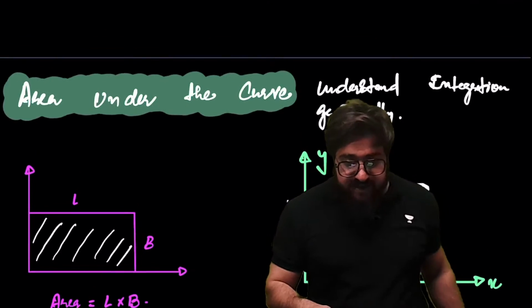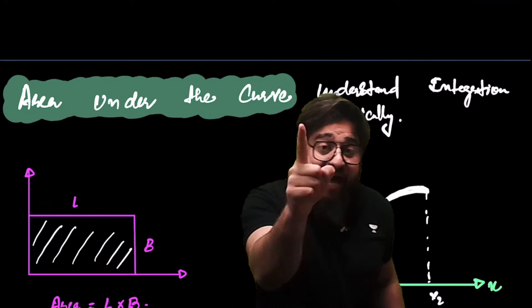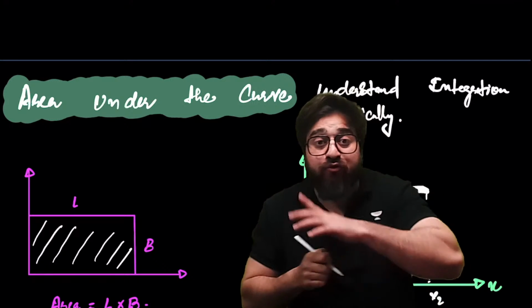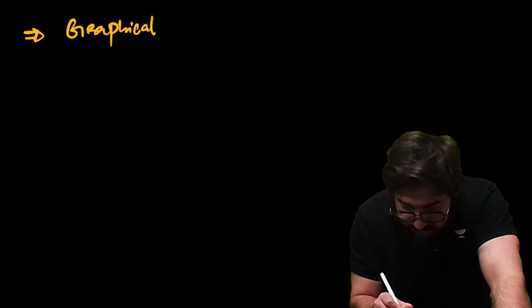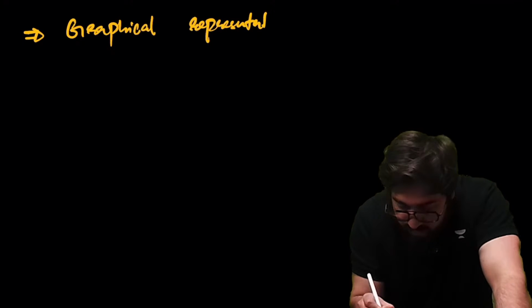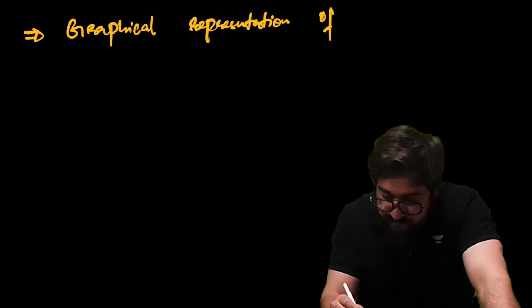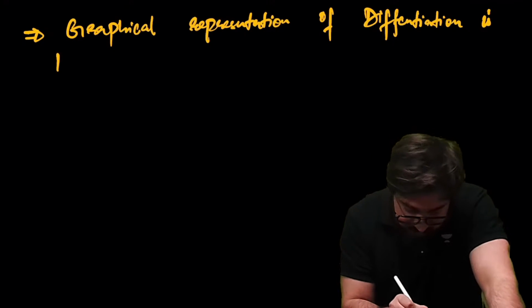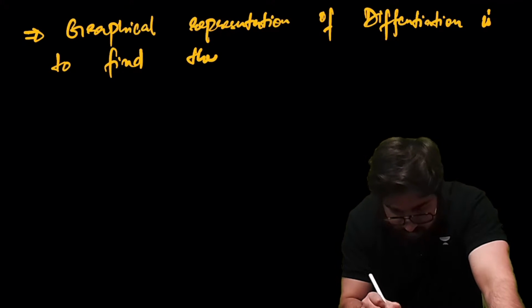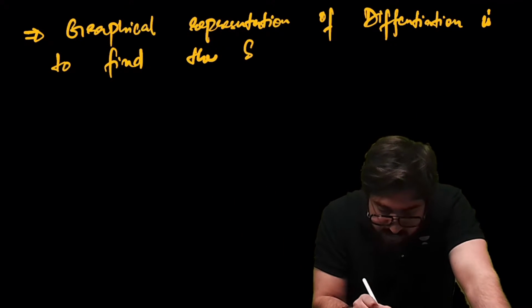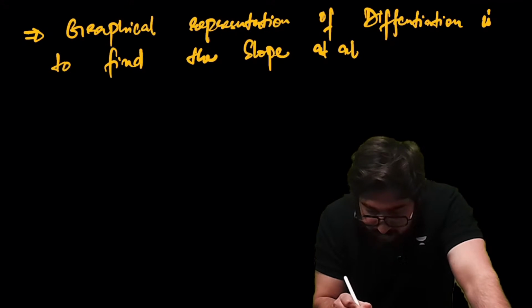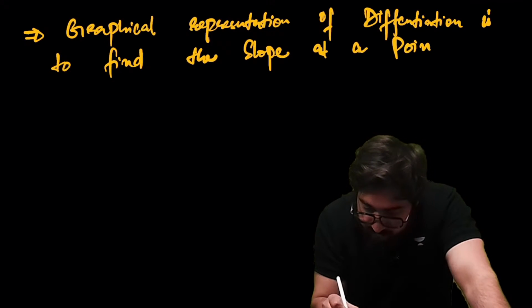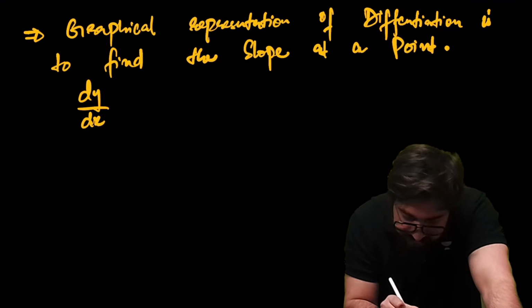Is this clear? And what is the graphical representation of differentiation? I'll just write the two statements. Graphical representation of differentiation: differentiation is to find the slope at a point. That is dy by dx.